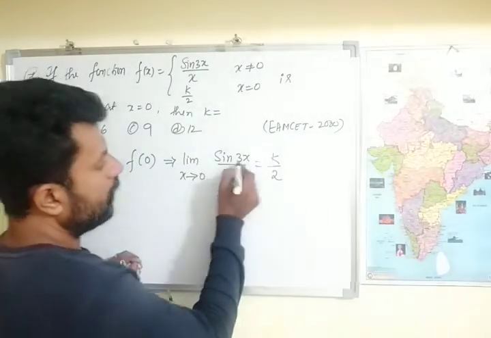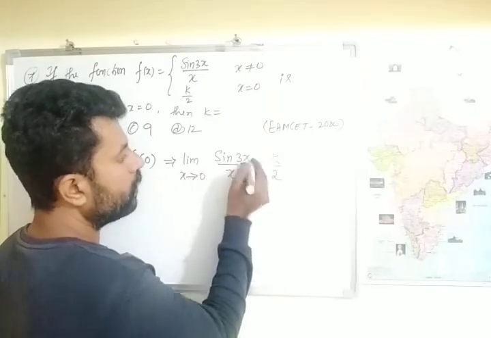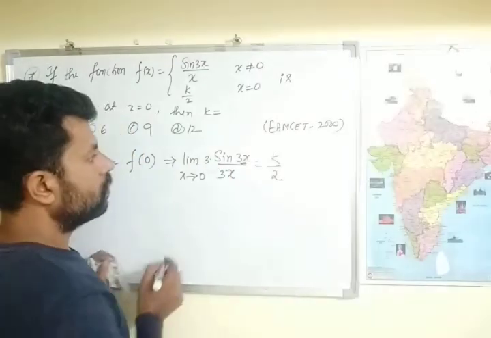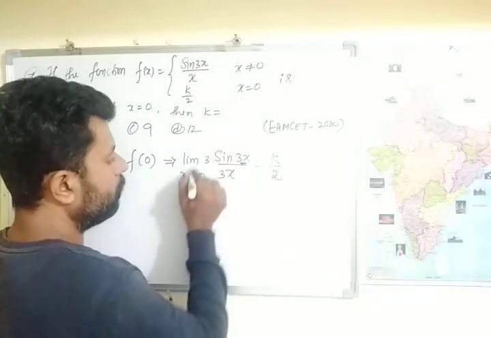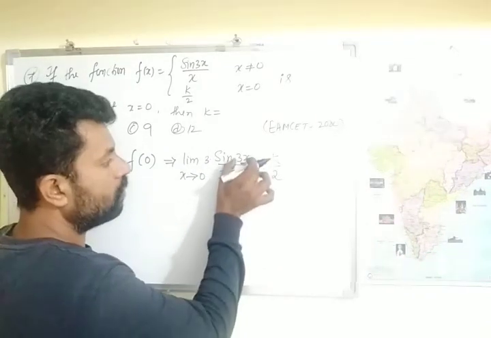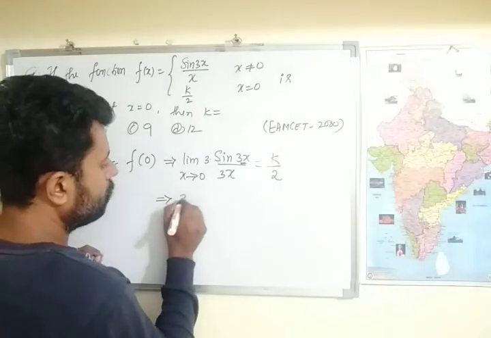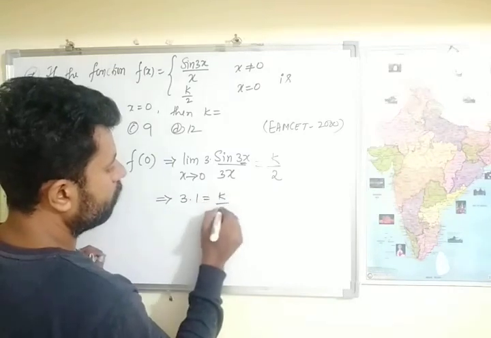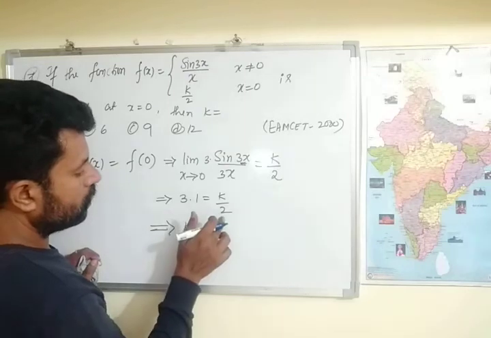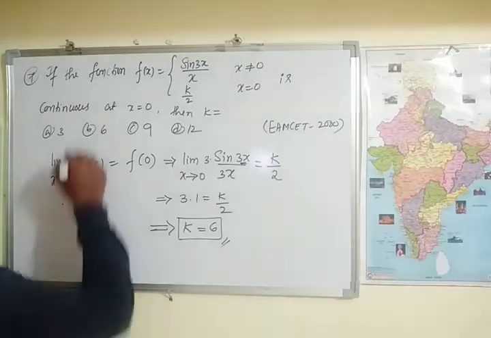See now here we have 3x, and the denominator is x. Now to convert the denominator into 3x form, here we multiply and divide by 3. See this is in the form of limit x approaches 0 sin x divided by x. See, instead of x here we have 3x. Now this is the standard form. Here we get 3 into 1 is equal to k by 2. This implies k is equal to 3 into 1 is 3, 3 into 2 is 6. K is equal to 6, option B.